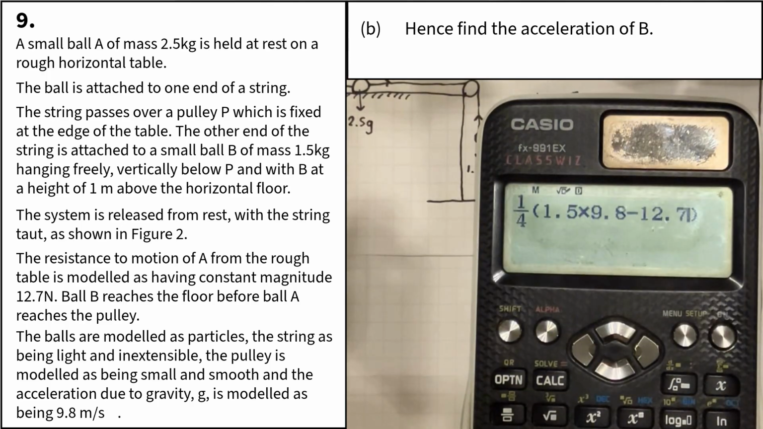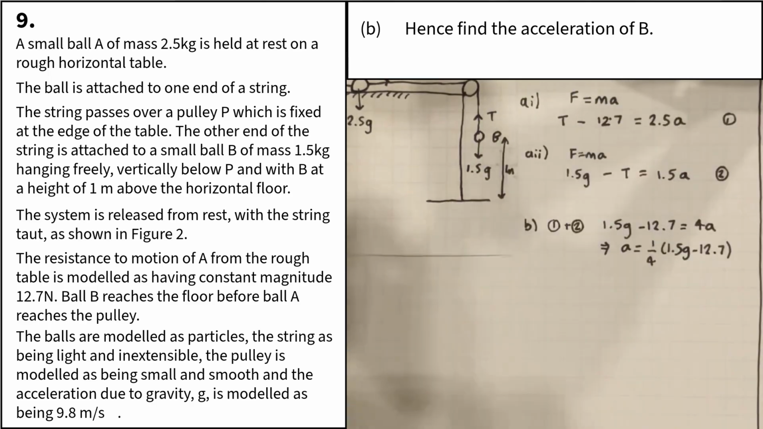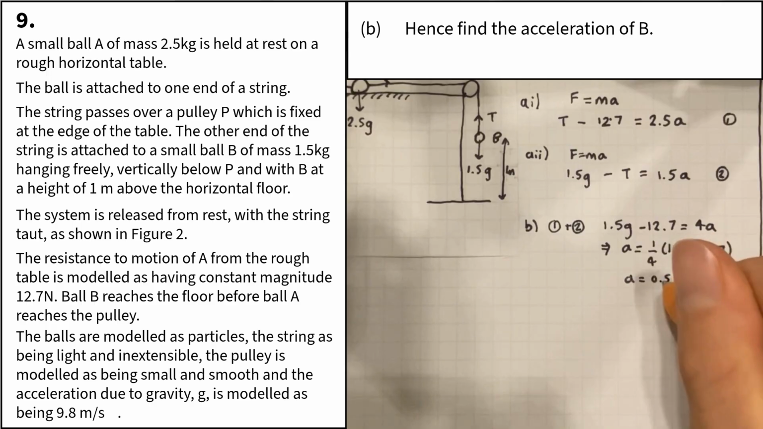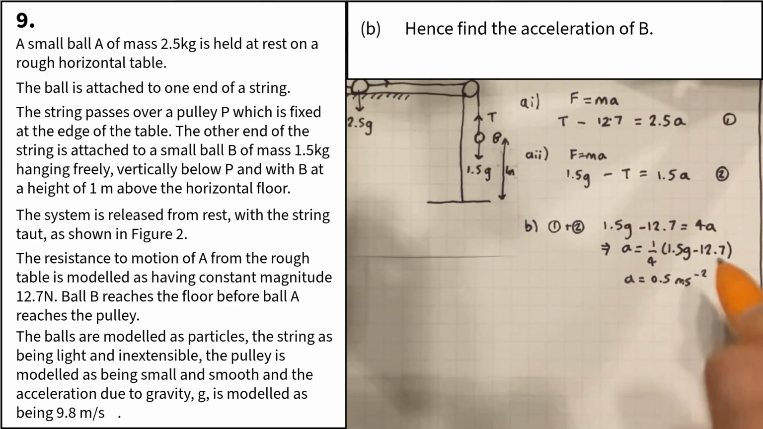So I've popped that in here. Could probably work it out by hand. We get a half. What a lovely answer. Almost makes me feel like we've done something wrong when it's such a nice answer. And that's part B done.